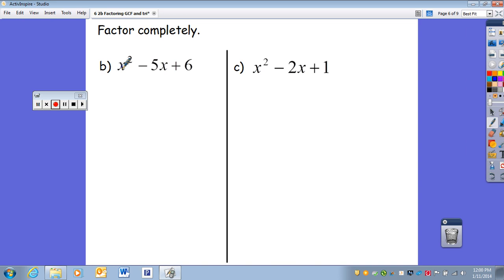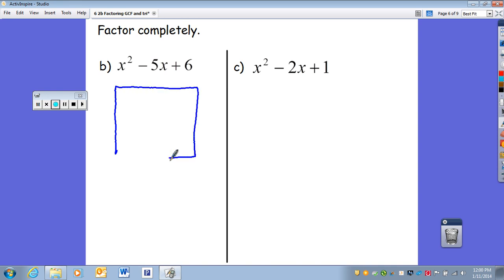So first thing we want to do is make sure that our leading coefficient is 1. And if it is not, we definitely first need to check for the greatest common factor. The only thing that these three terms have in common is 1, so we're good to go. We're going to do this one with the box method. So draw your rectangle, or your square, I guess, dividing it into 4 sections, and we put our first term in our first box and say to ourselves, what do we multiply to get x squared? We multiply x times x. What do we multiply together that gives us 6?